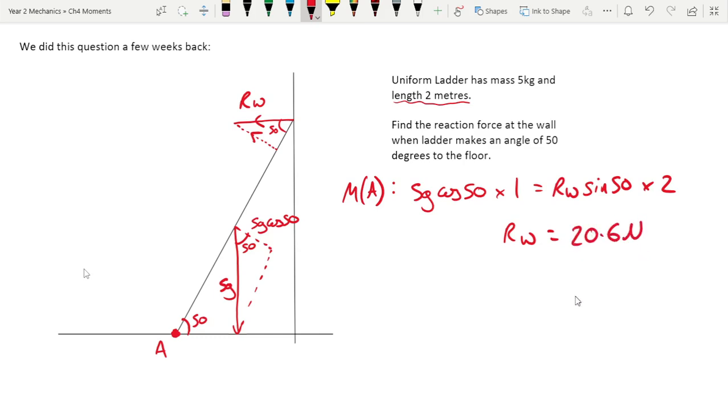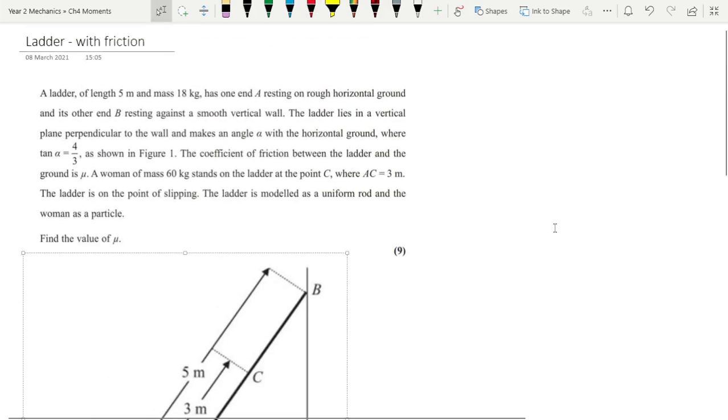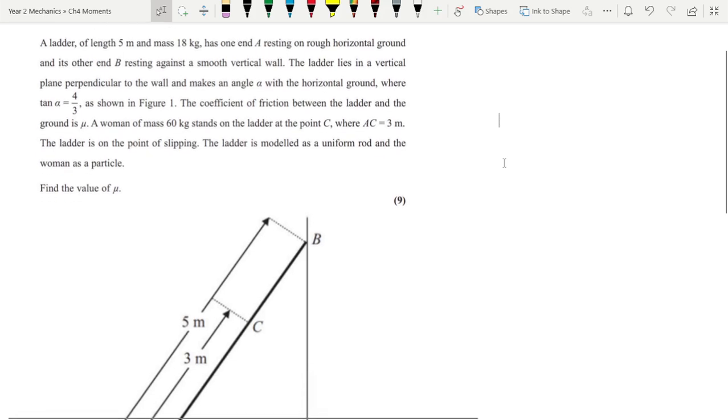Okay, so we're going to extend some ideas related to this question now. Hopefully this example seems fairly straightforward after some of the other ones we've done in this lesson. So in this question, we've got the same sort of thing as a ladder question, but we've got some friction involved too. And there's lots of information here. Most of it's on the diagram though.